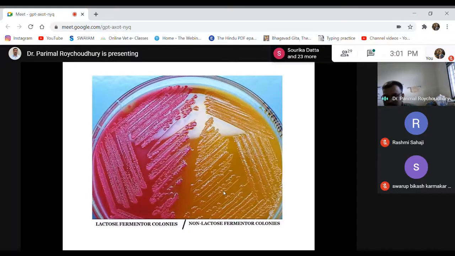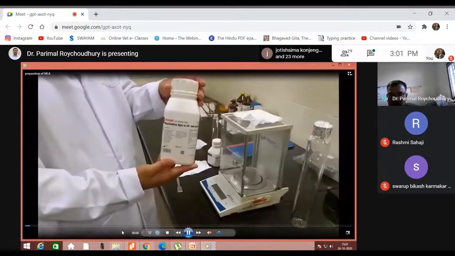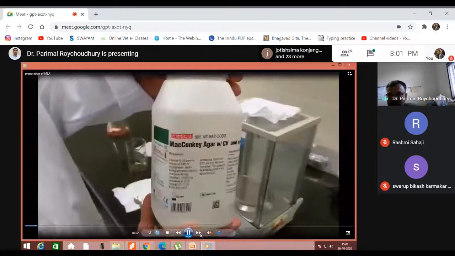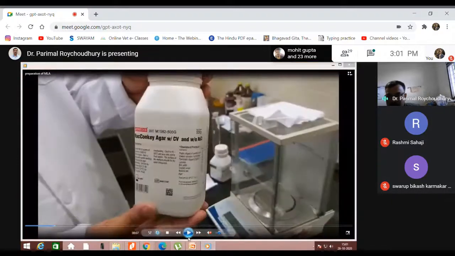So here, let's take a short gap and then see this video that I prepared this morning, showing how we can prepare McConkey lactose agar. This is the video from our busy lab. We prepared it. Sorry, this is the McConkey's lactose agar. So these are the compositions. I have already shown them in the slide.